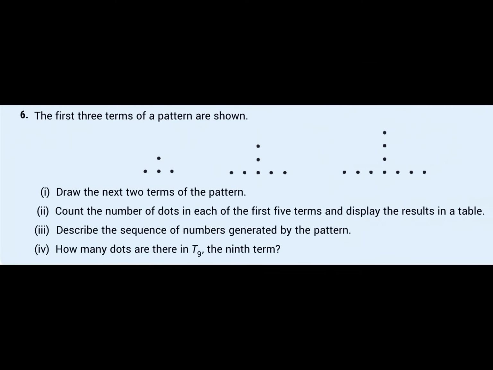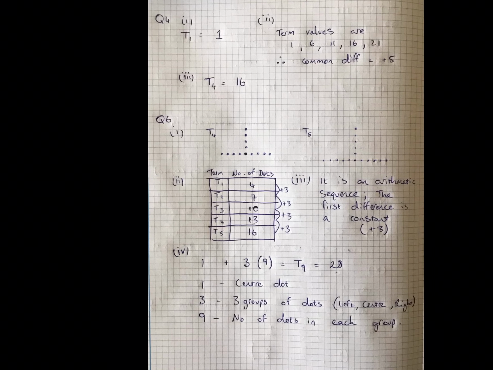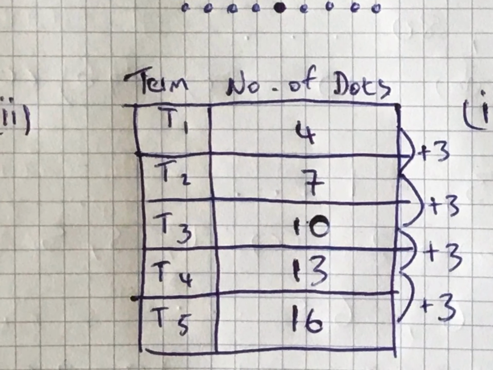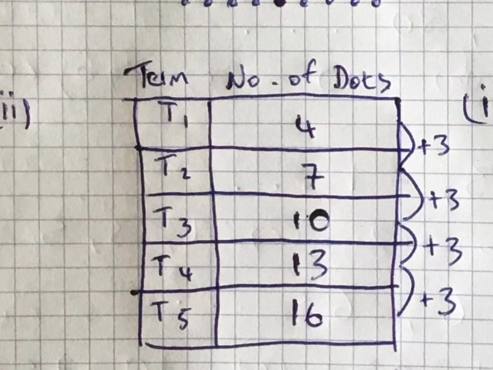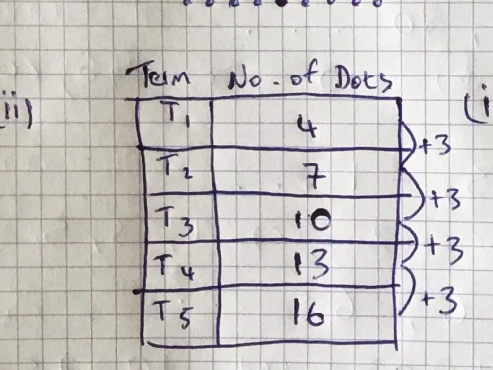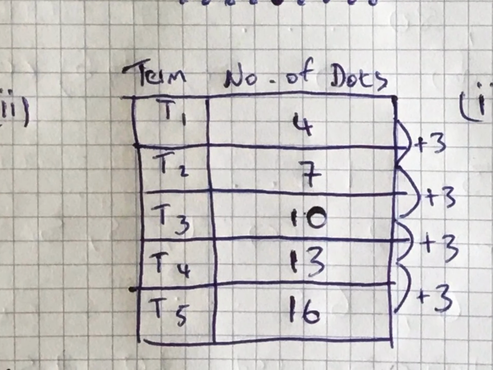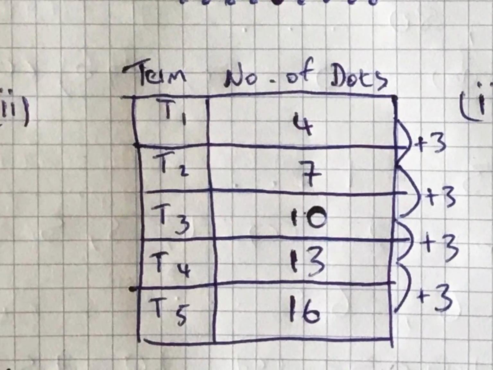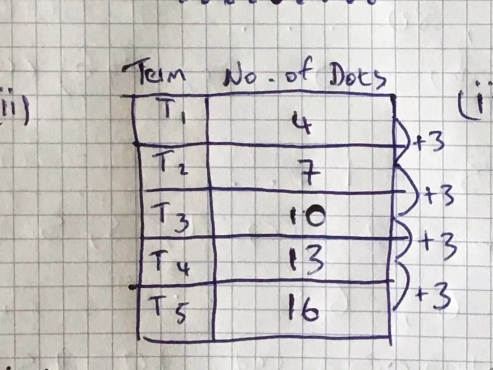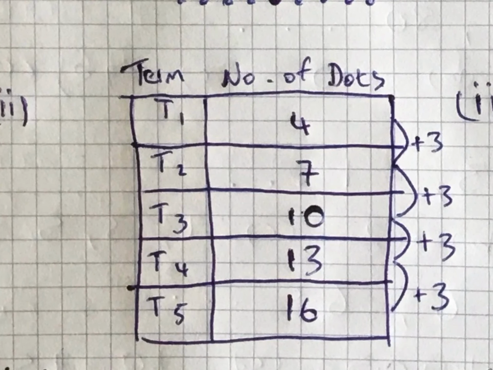The question then asked, count the number of dots in each of the first 5 terms and display the results in a table. So a table, nice and straightforward. I've got my term number and I've got the number of dots in each term. So term 1 had 4 dots, term 2 had 7, and so on. And you can see that I've just filled it in nice and simple. So you can do that whatever way you want, but I'll draw that table. I would suggest using a ruler, unlike I did, but there you go.